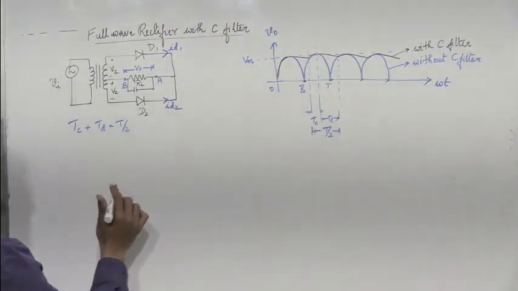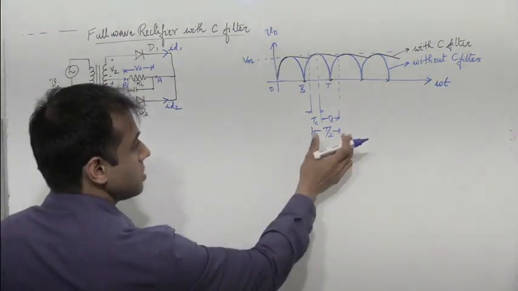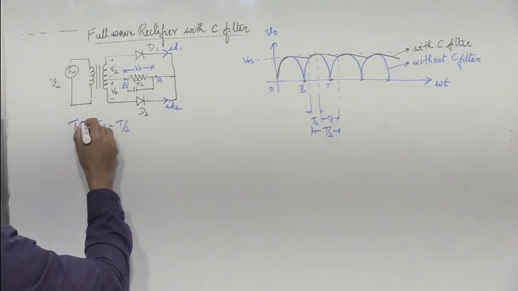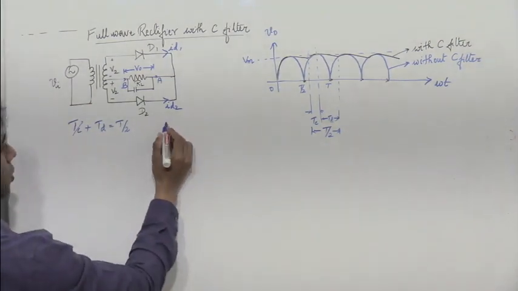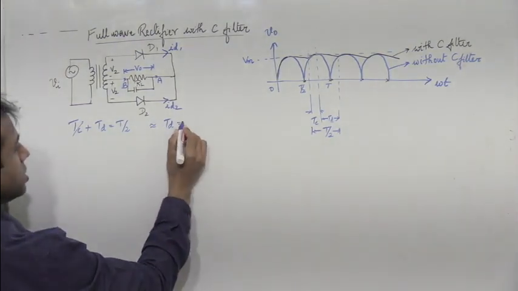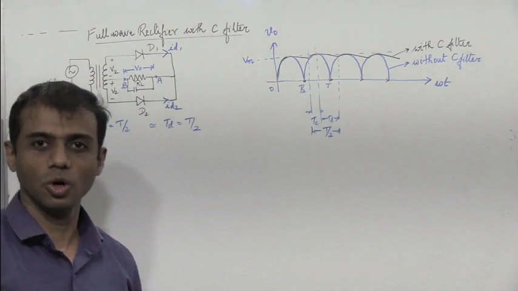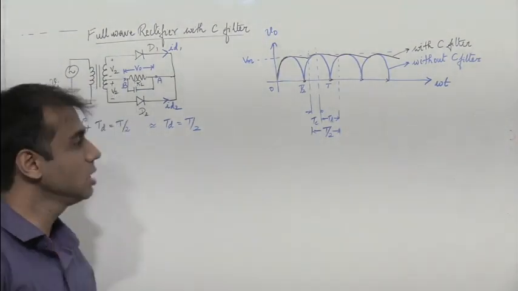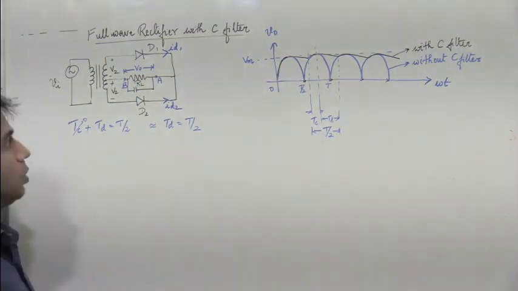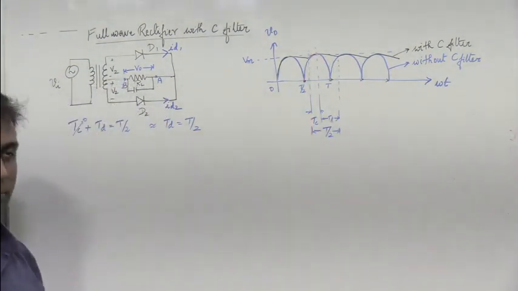So therefore, the charging time plus discharging time is nothing but T by 2. Now for the purpose of derivation, we assume that the discharge time is much larger when compared to the charging time. So the charging time is approximately neglected. Therefore, we have Td equal to T by 2. So we assume that Tc, the charging time, is so small that we neglect it, and we equate the discharging time to T by 2.